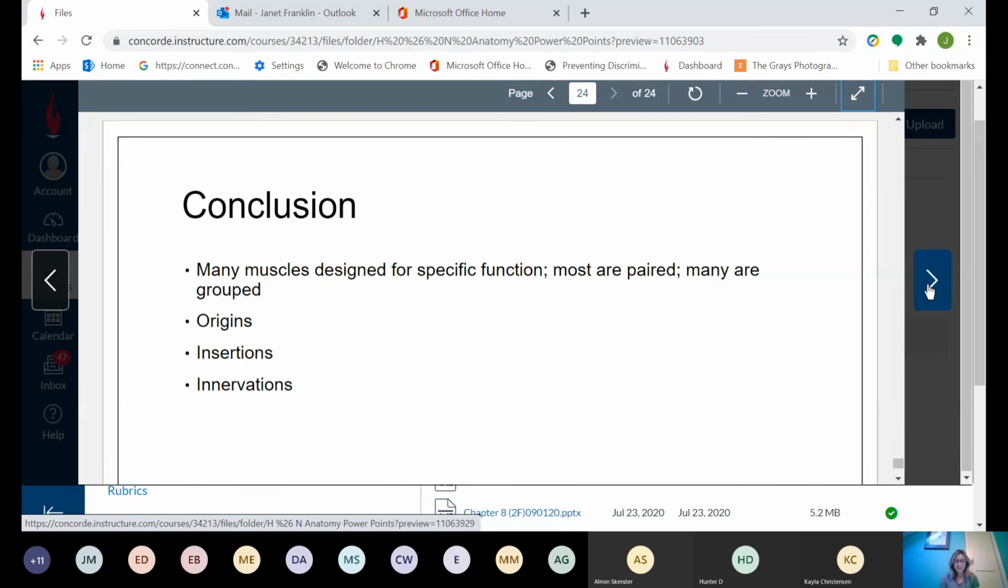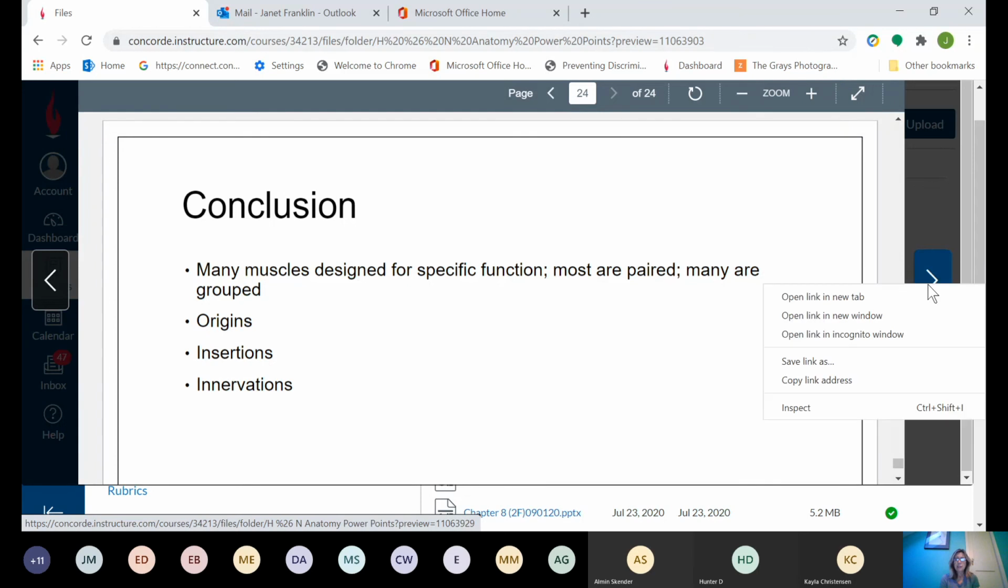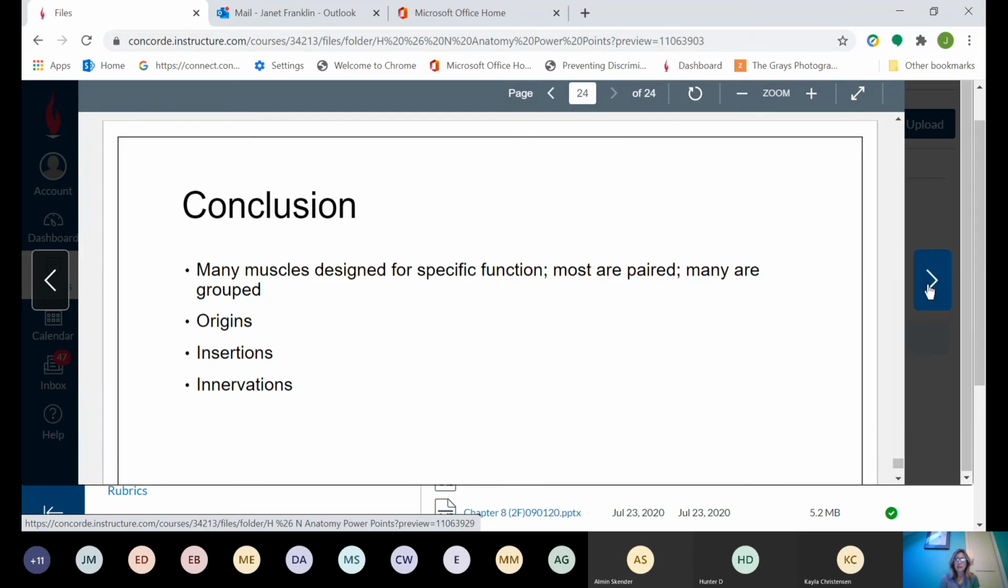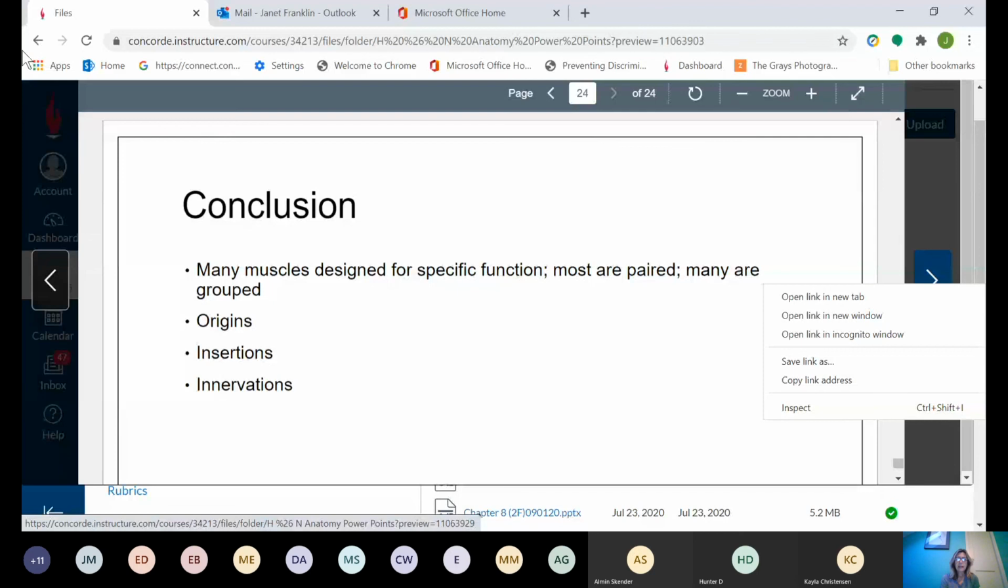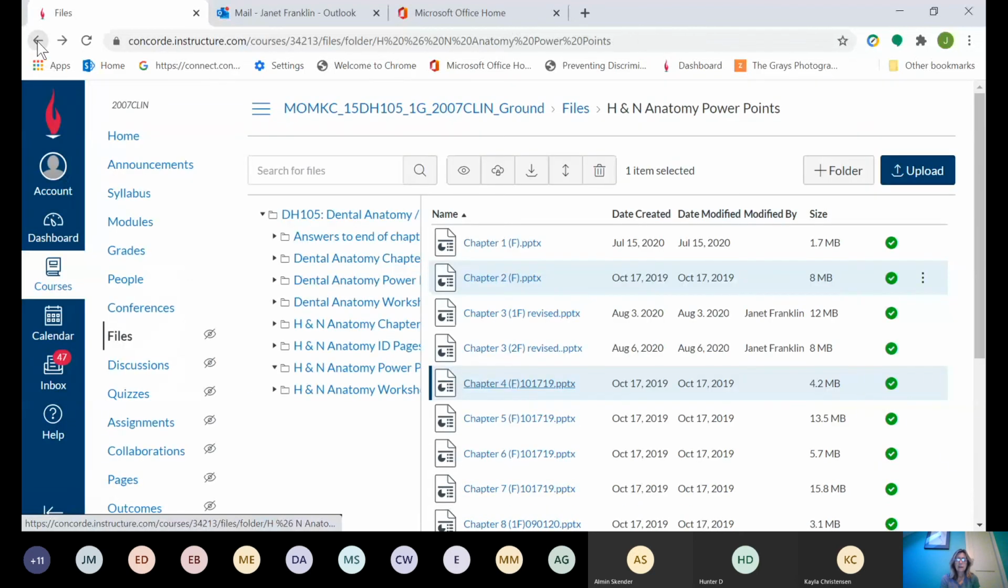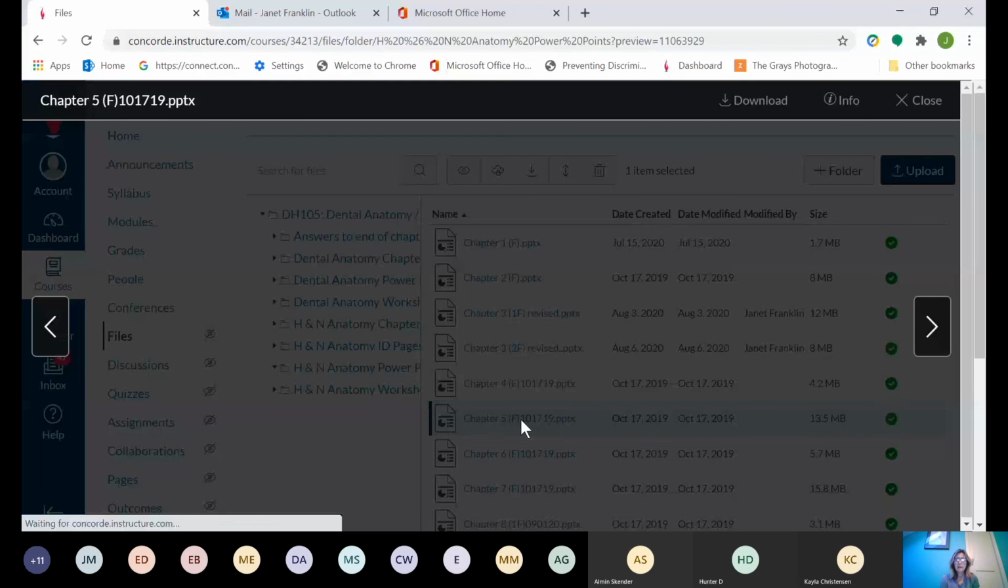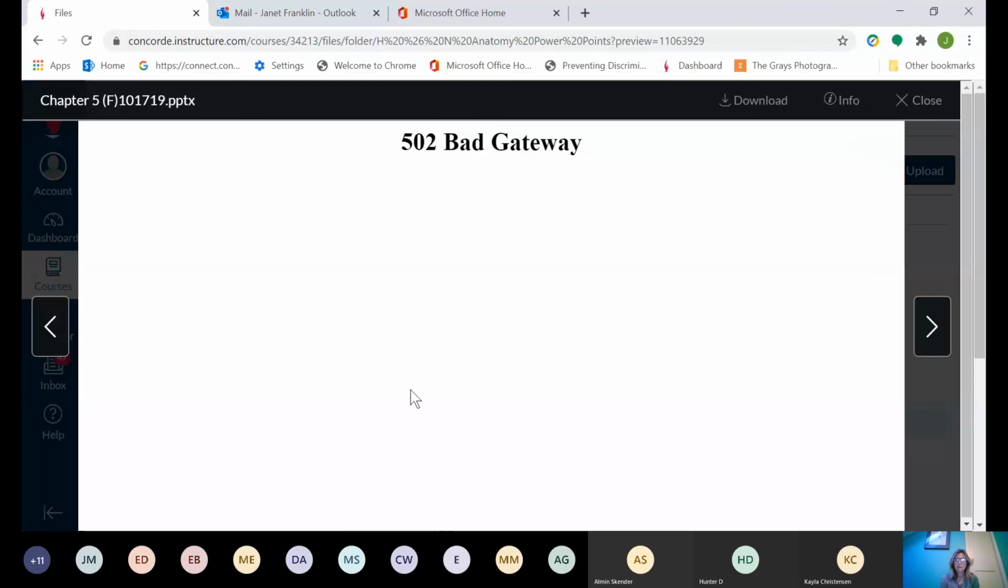It's very sensitive. Okay, so we also need to go through the TMJ today, which is chapter 5. So let's go ahead and look at that. Uh-oh. It's not giving me the PowerPoint for chapter 5. Well, let's see what we've got here. Okay, that's not.